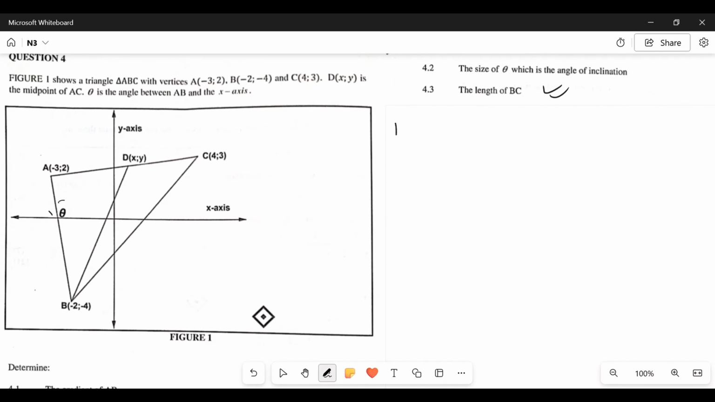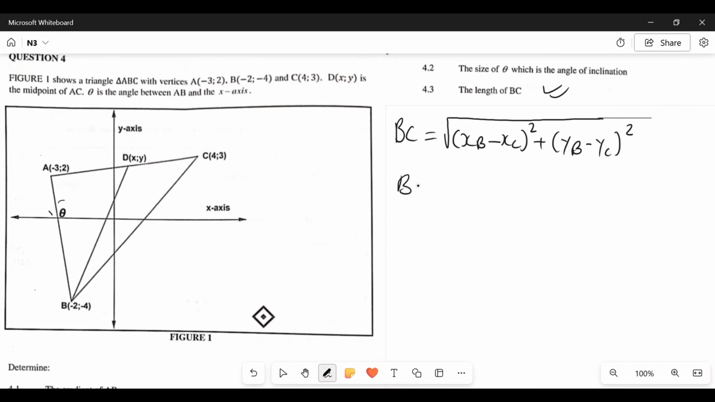Let me show you. BC is equal to the root of, open bracket xB minus xC, then we square that, and then we say plus, open bracket yB minus yC, close bracket, squared. Guys, make sure that you use this formula, because it's actually there on the formula sheet as well. So let's do it.